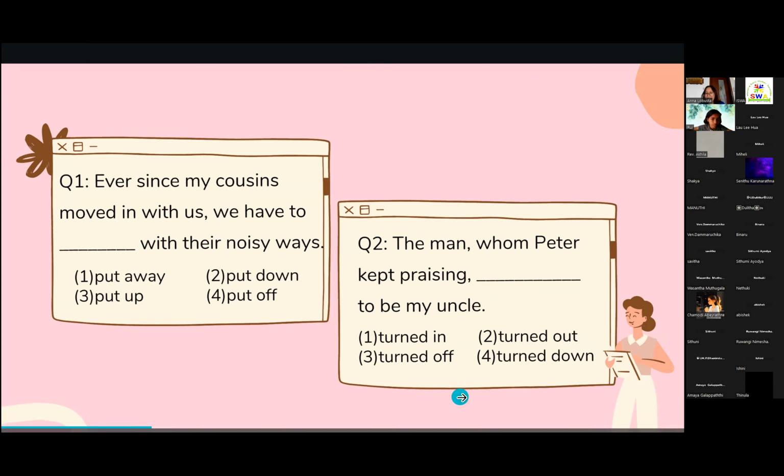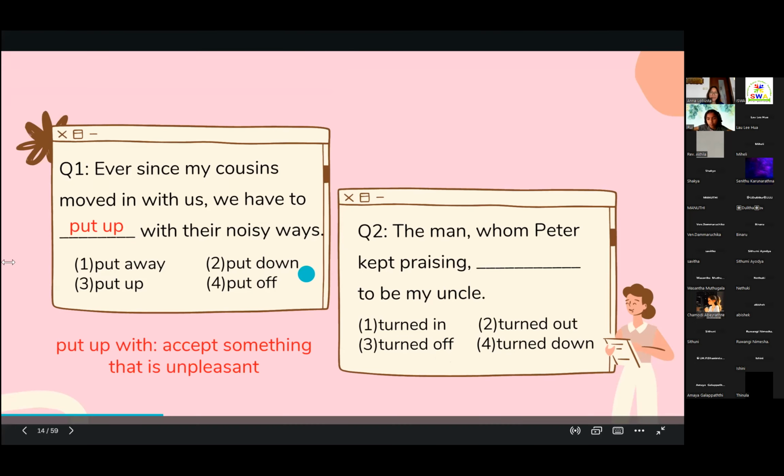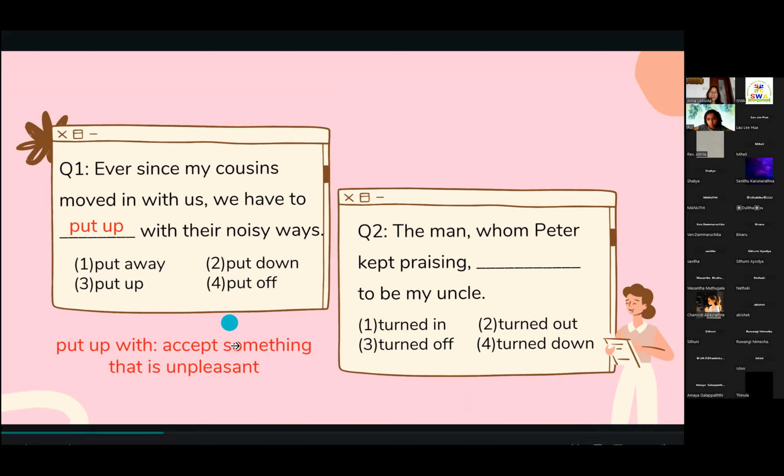Okay, yes, correct. I see a lot of you put number 3, which is put up, and that is the correct answer. So in this sentence, the meaning of put up with means to accept something that is unpleasant. So in this question, the cousins, they are noisy and it's not very pleasant, right? That's why you have to put up with their noise, because they moved in with you.